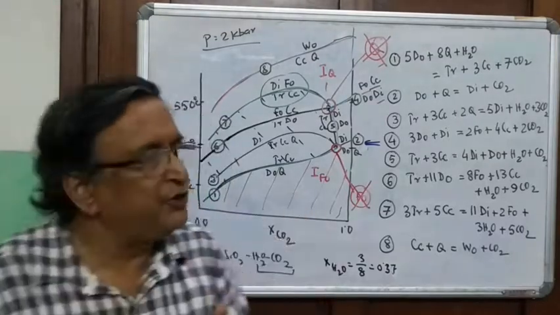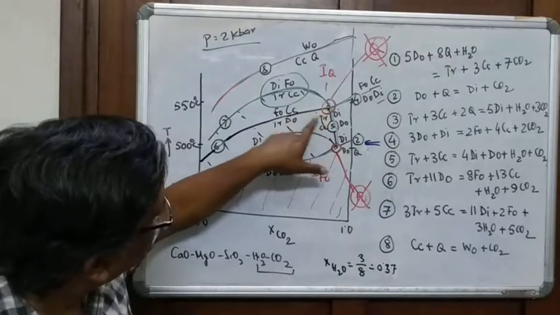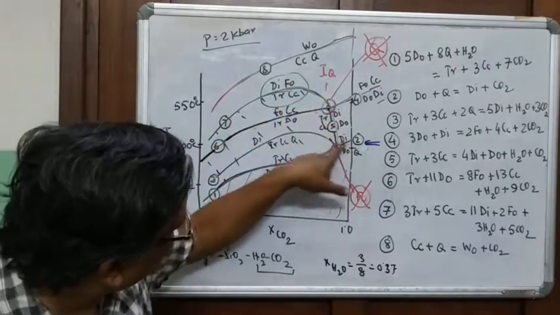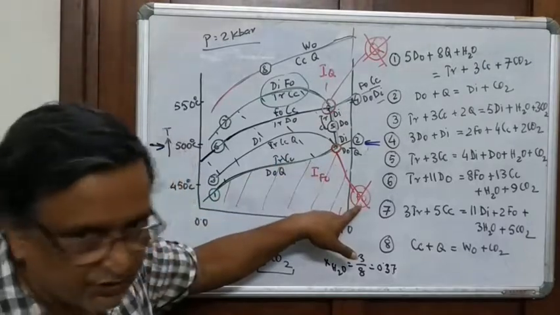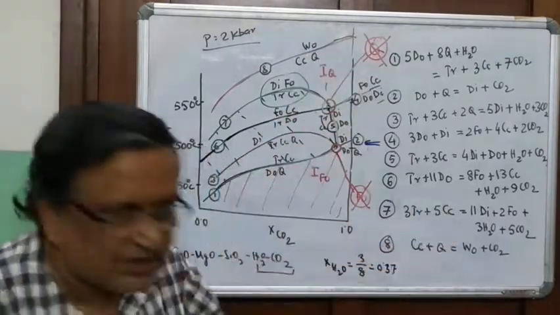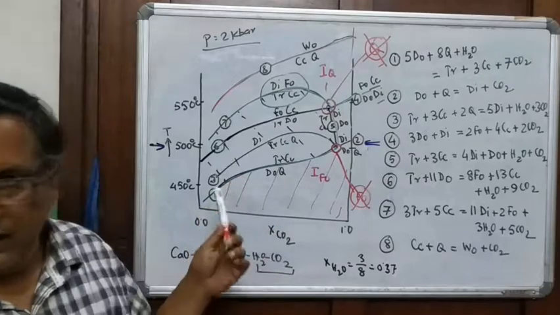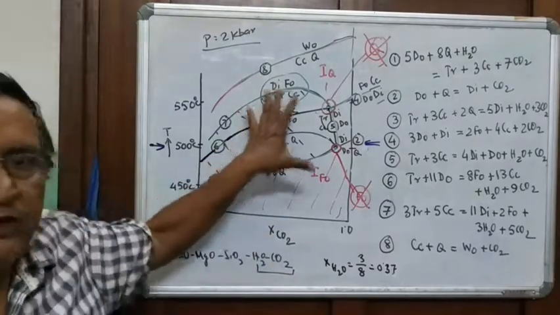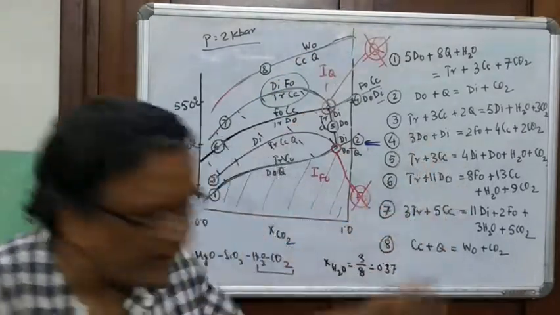But the important point to write is there is no quartz-bearing reaction here. So this is a quartz invariant point. And there are no forsterite-bearing reactions here. So there is a forsterite invariant point. We will discuss more on this in the next class. But for the moment, this is what you have to study. And please, once again, write down the reactions.